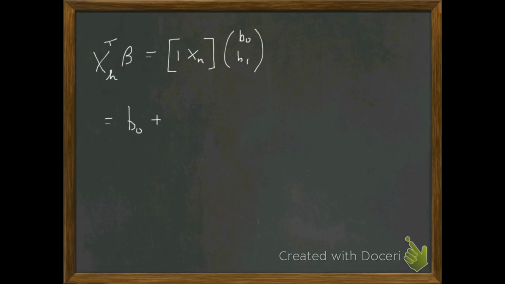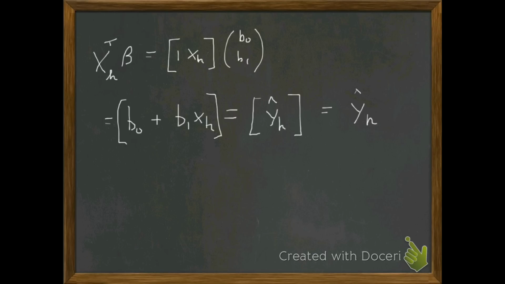Okay, let's examine this a little bit closer. So we got x h transpose beta. So this is going to be 1, x h, times beta 0, beta 1, which is going to be beta 0 plus beta 1 times x h. That's an x h, just make sure. Which is going to be just the predicted value, which is exactly what we need. Okay, so I did get it right.